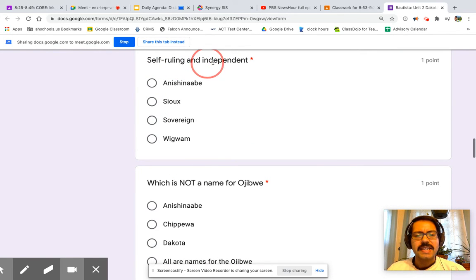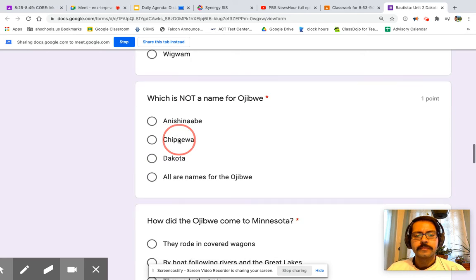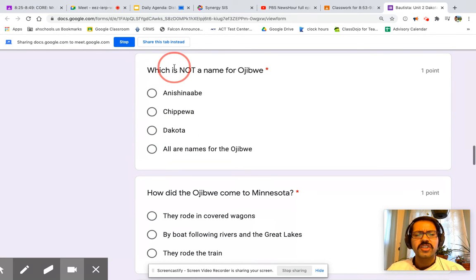Self-ruling and independent. What word means self-ruling and independent? Anishinaabe, Sioux, Sovereign, or Wigwam? Which is not a name for Ojibwe? Anishinaabe, Chippewa, Dakota, all are names for the Ojibwe.